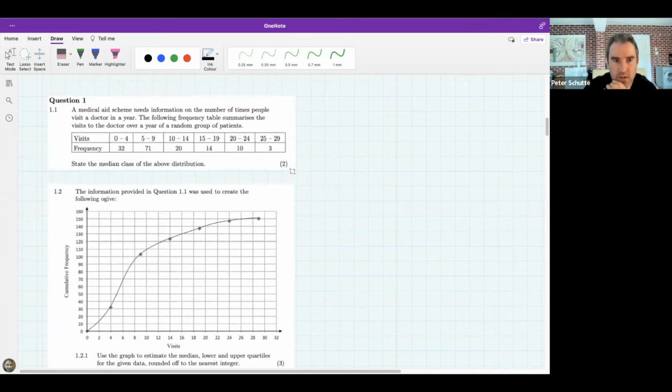So first of all, what is the median class for the above distribution? Let's try and do that first. How do we find the median class when dealing with grouped data? This data is horizontal, not vertical, but it's essentially a grouped data table. Which one do you think it is? I suppose knowing the number of people is probably not a bad idea.